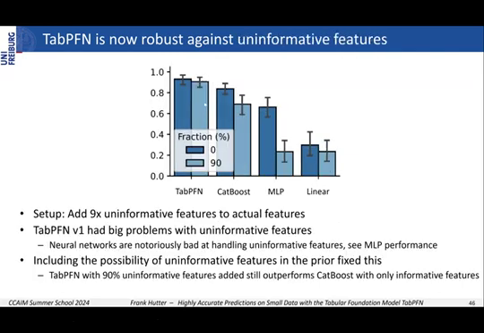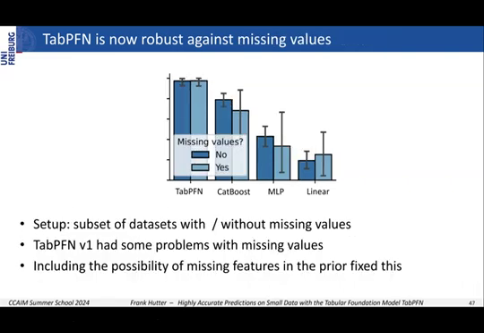All right, and even if you put these 90% uninformative features in, it's still better than CatBoost, which is not misled by these uninformative features. Missing values. Here we looked at the subset of data with or without missing values. And on both of them, TAPIFN was strong. Linear models were a bit better for the ones with missing values. CatBoost and MLP actually also didn't work so well for the missing values. And all we did for this was, in the prior, we have the possibility of features missing, and that's all it took in order to fix this.